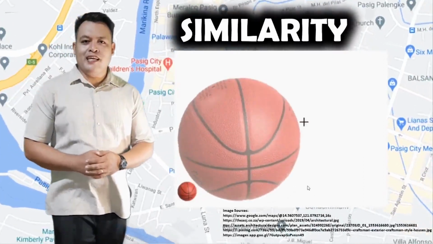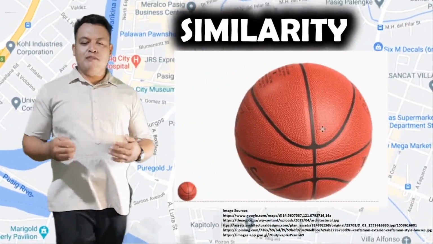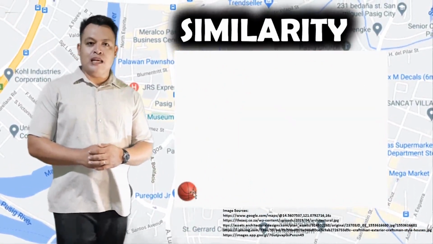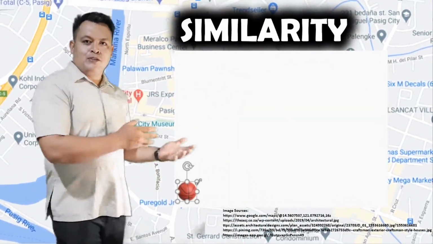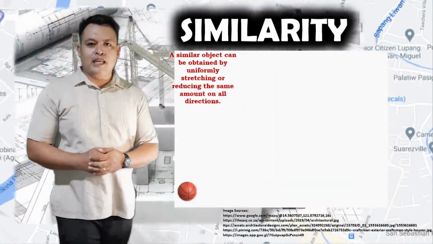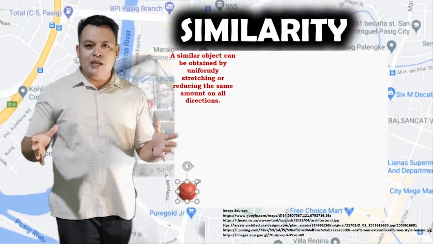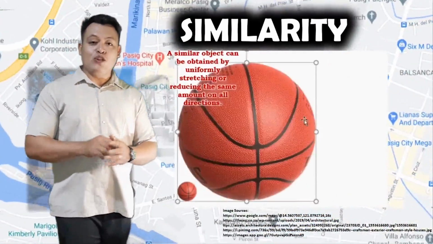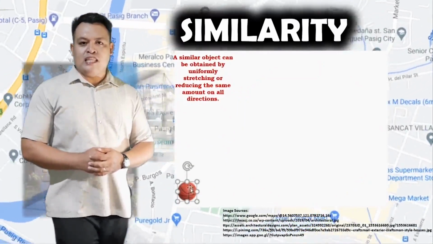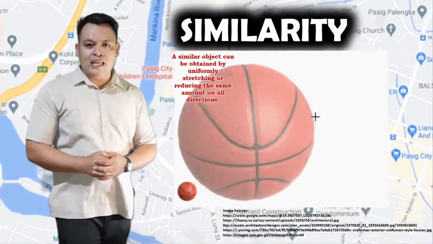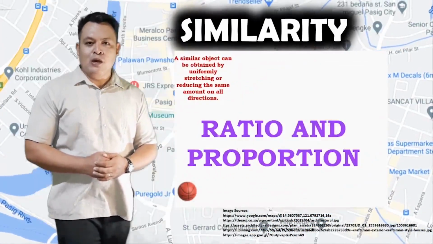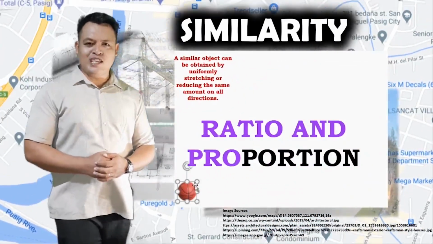In geometry, two objects are said to be similar if they have the same shape, even if they are in different sizes. Observe this illustration of two similar balls. A similar object can be obtained by uniformly stretching or reducing the same amount in all directions. In this world of similarity, it is very important for us to study and understand the concept of ratio and proportion. What is ratio? What is proportion?